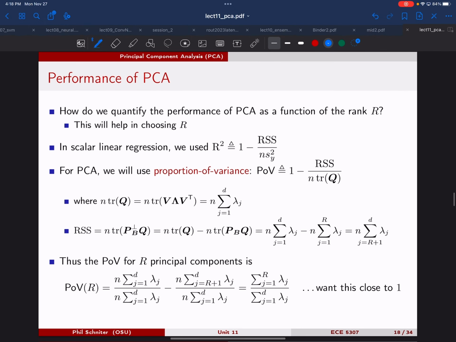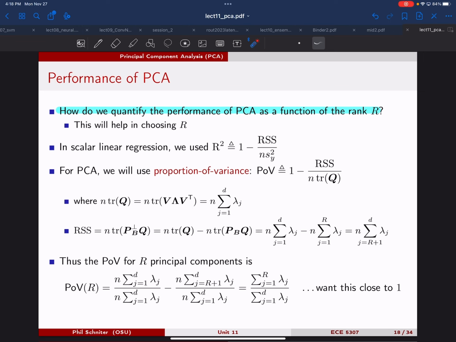Okay, so how can we quantify this? How do we quantify the performance as a function of the rank R? We're going to do something very similar to what we did way back in Unit 2 when we studied linear regression. Let's talk about the scalar, the original form of linear regression. In that case, we had this R squared. That was how we judged the performance of our linear predictors, right? And that was 1 minus RSS divided by n times s_y squared.